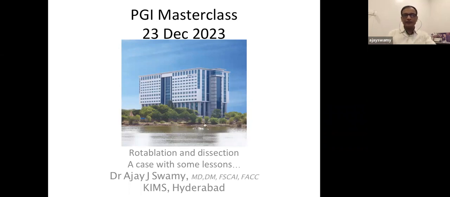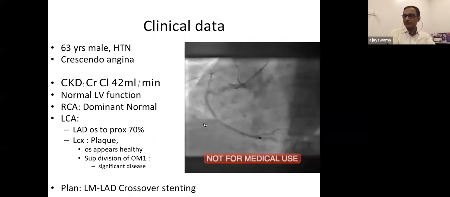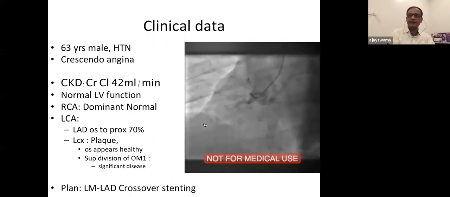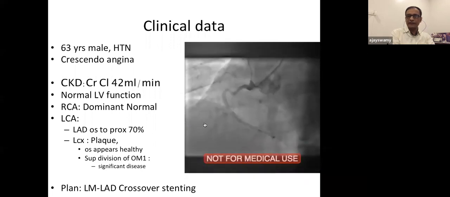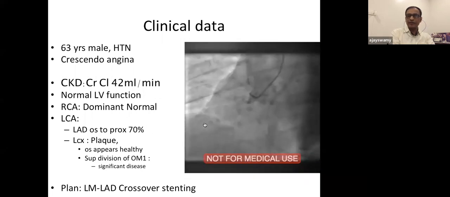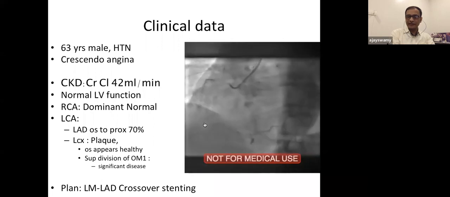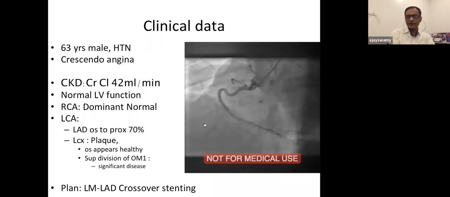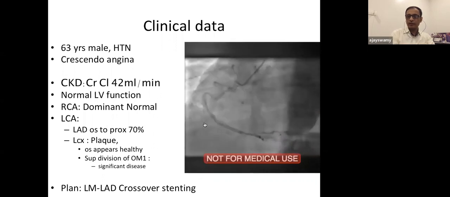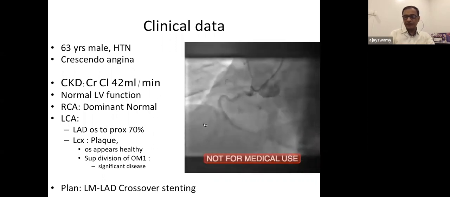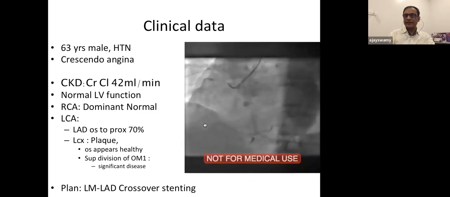So the story starts with a 63-year-old male, hypertensive, who presented with crescendo angina with a creatinine clearance of 42 ml per minute, normal LV function. He had a normal dominant RCA, but the left system showed an ostial proximal 70% disease in the LAD. We'll just see it in the next cine. The ostium of the circumflex appeared healthy, but the superior division of an early OM had significant disease. He was planned for an LM-LAD crossover stenting.